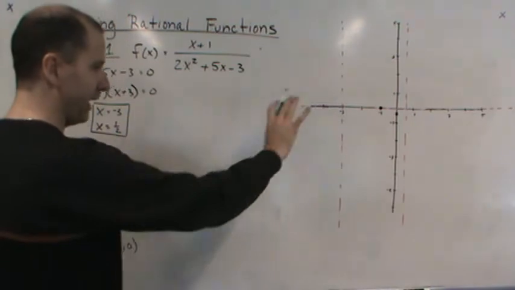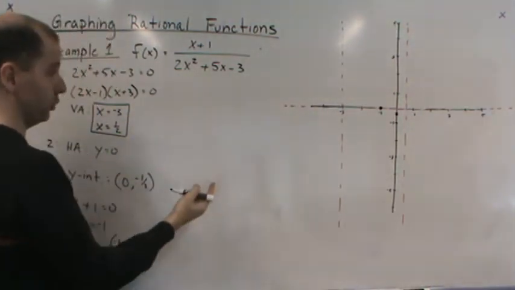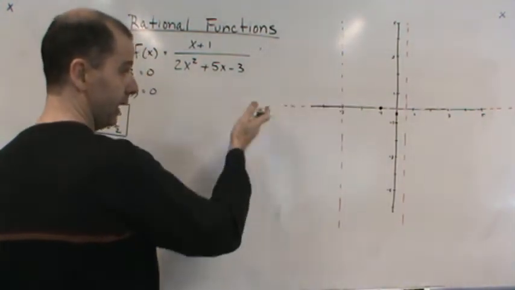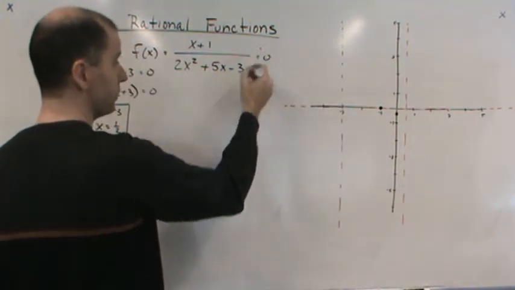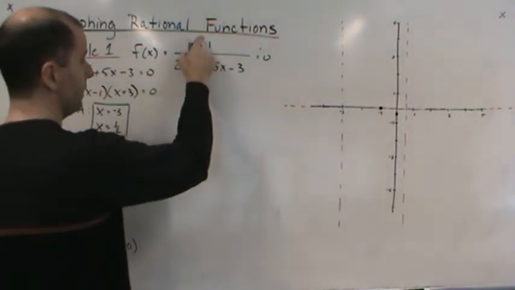So if I didn't know that, then what I would do is I would take the function and set it equal to the value of the non-vertical asymptote, in this case 0. So I would set this equal to 0, right? Well, the only way this is going to be equal to 0 is when this is equal to 0.